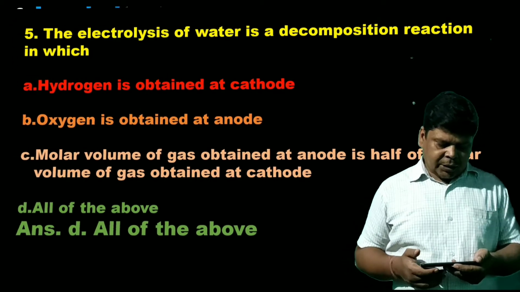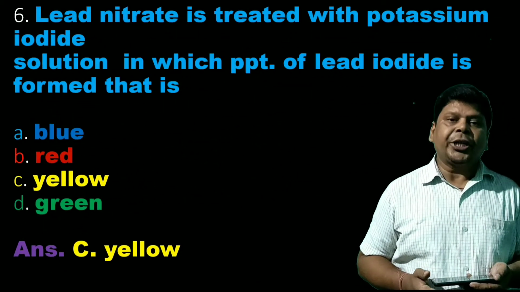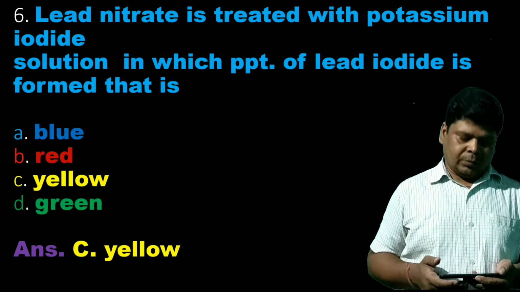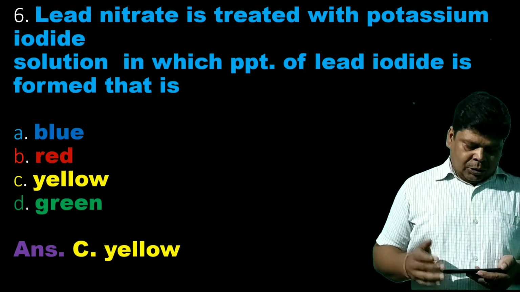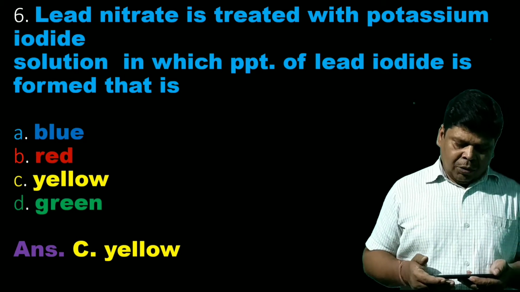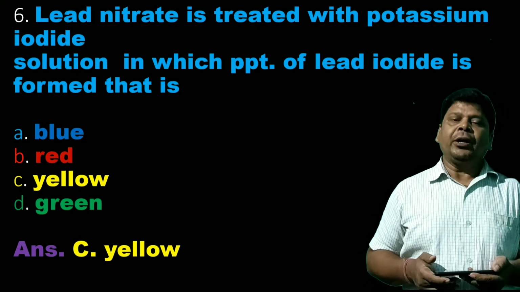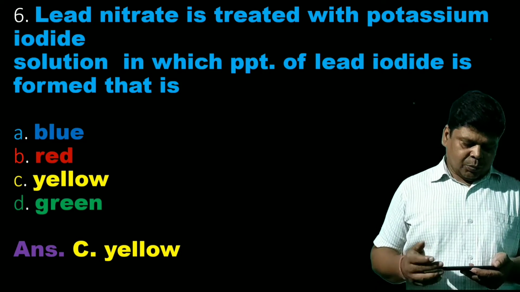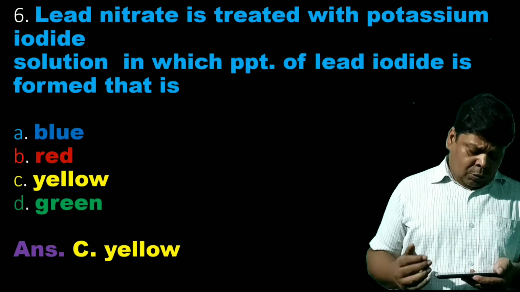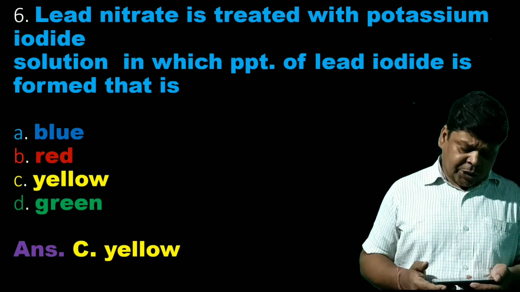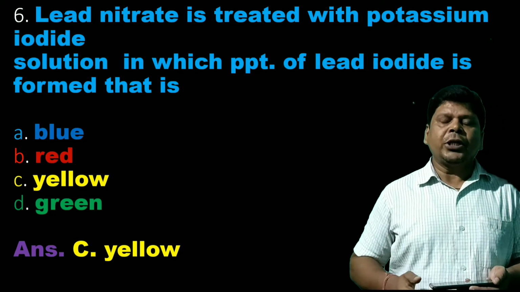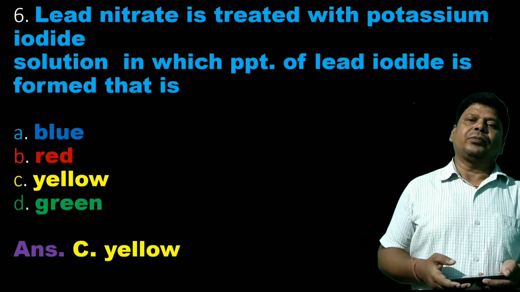Now the sixth question is, lead nitrate is treated with potassium iodide, in which precipitation of lead iodide is obtained. The options are blue, red, yellow, green. So a yellow precipitate is obtained in this reaction and therefore the correct answer is C, yellow precipitate.